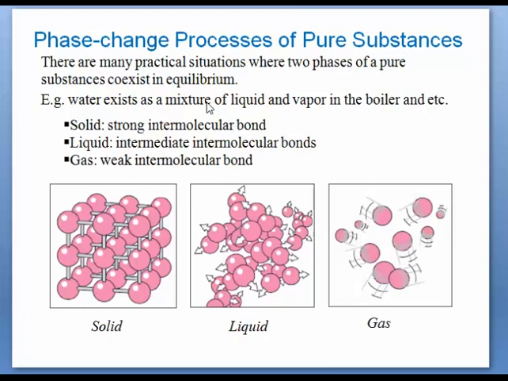Solids have stronger intermolecular bonds, liquids have intermediate intermolecular bonds, meaning the binding energy between solid molecules is more. Liquids have comparatively lesser intermolecular binding energy than solids, and gases have very weak intermolecular bonds, which is why they can move. So we can say that gas molecules have more degrees of freedom in comparison with solids and liquids.